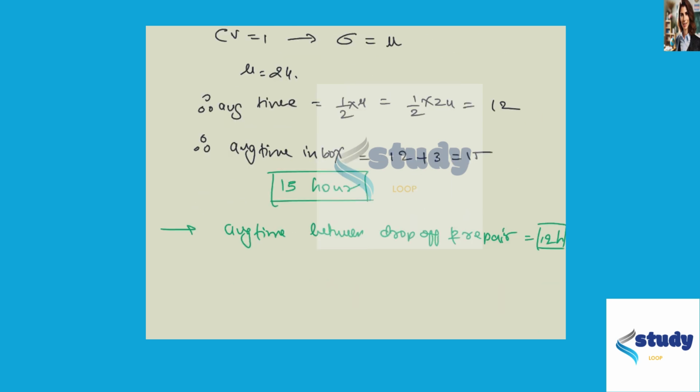Now for the next part of the question, we need to calculate the average number of cell phones in the box. The cell phones are dropped off at a rate of 12 per day and each cell phone requires 3 hours. So each cell phone needs 3 hours, and 12 cell phones are dropped in a day.